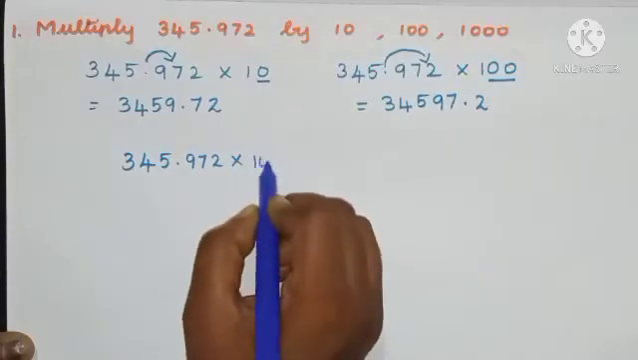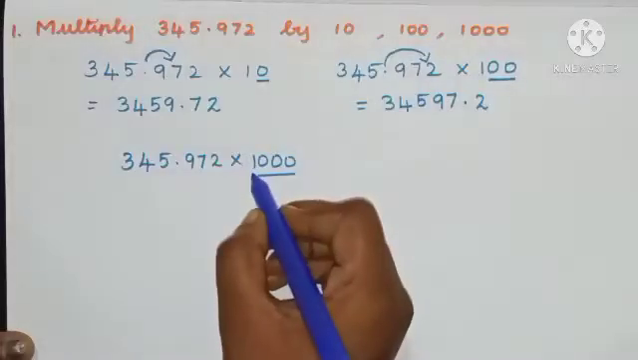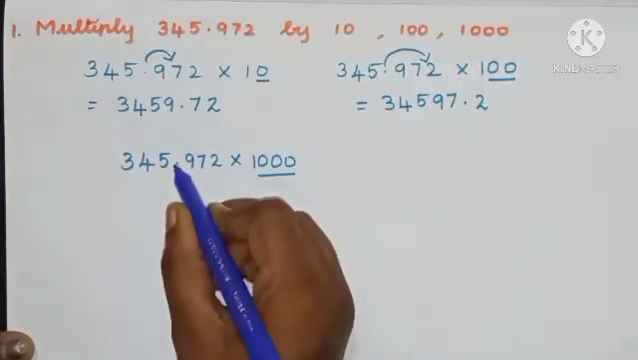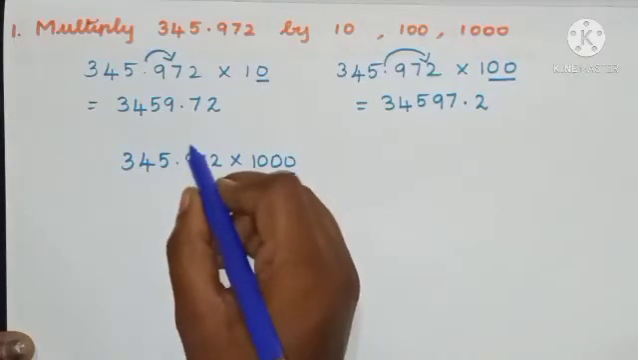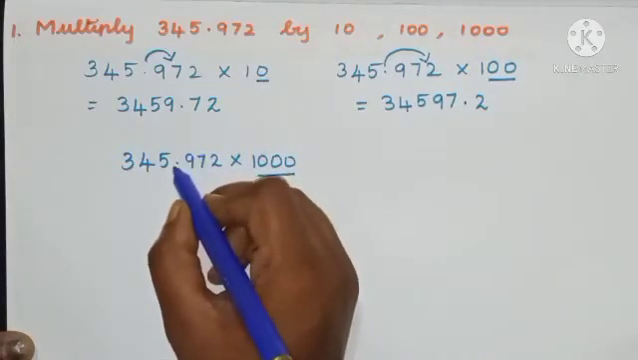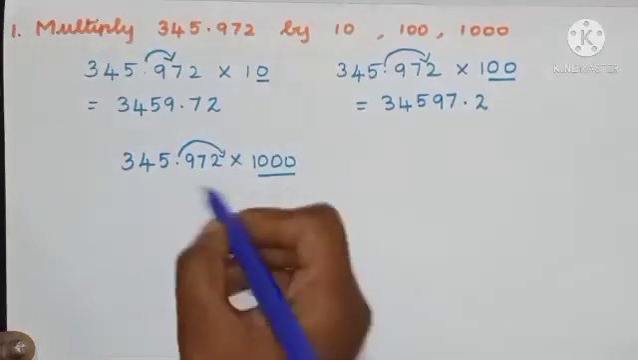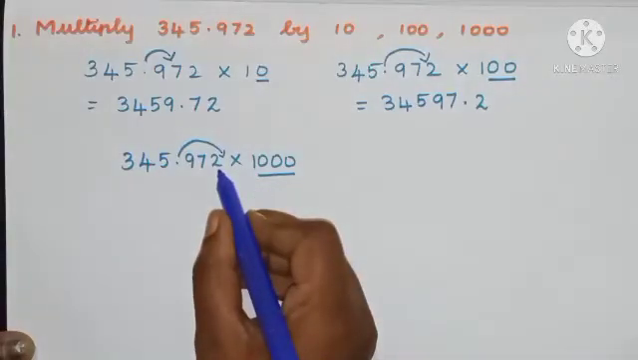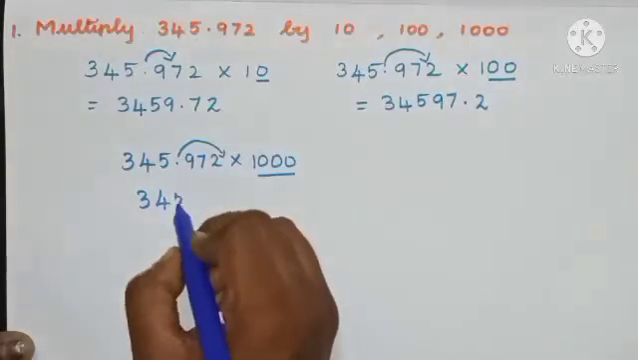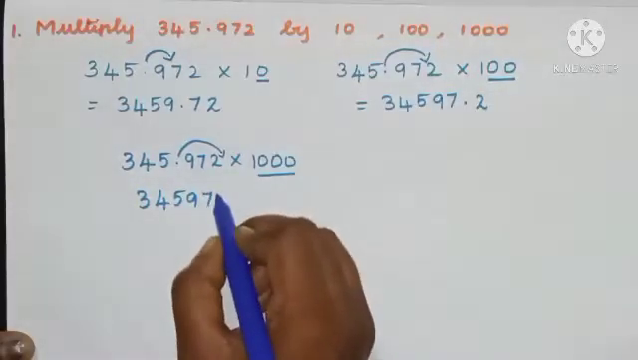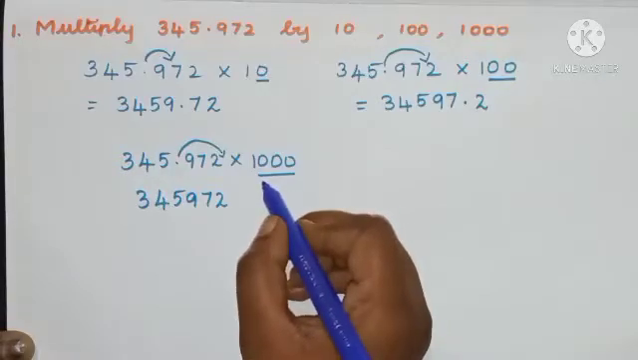Now, let's see 345.972 into 1000. Here we have how many zeros? Yes, 3 zeros. So, you have to move the decimal point towards the right, how many places? 3 places you have to move. You have to move the decimal point by 3 places to the right. So the point will be after the ones place. See, 3,45,972. Your answer is what?